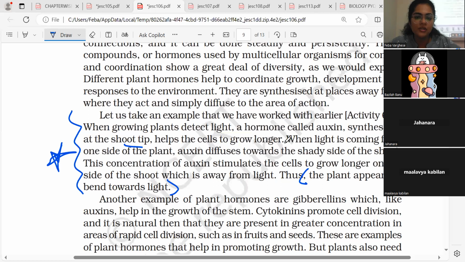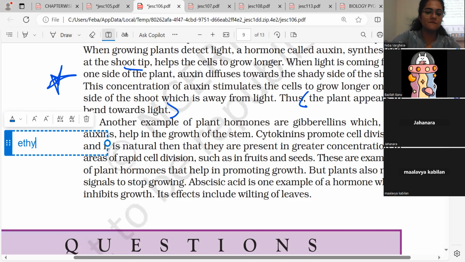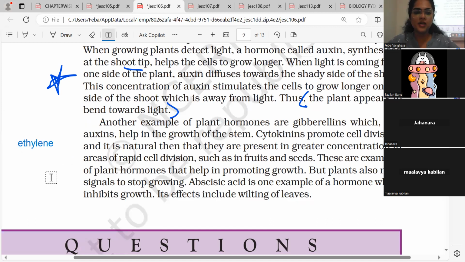Ripening plant hormone, it is ethylene, ETHYLENE. Okay. This is a hormone.